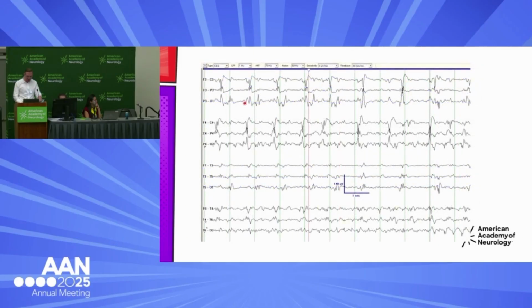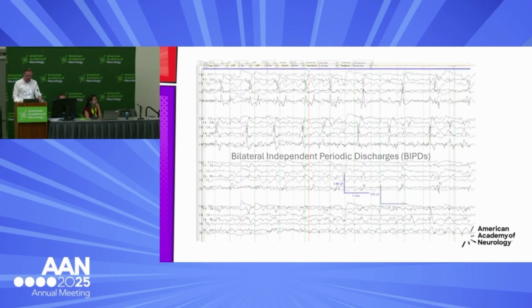Now here's one, you see left parasagittal, right parasagittal. See, they're periodic, they don't seem to run into each other, but they're not really synchronous between the hemispheres. So bilateral independent periodic discharges.